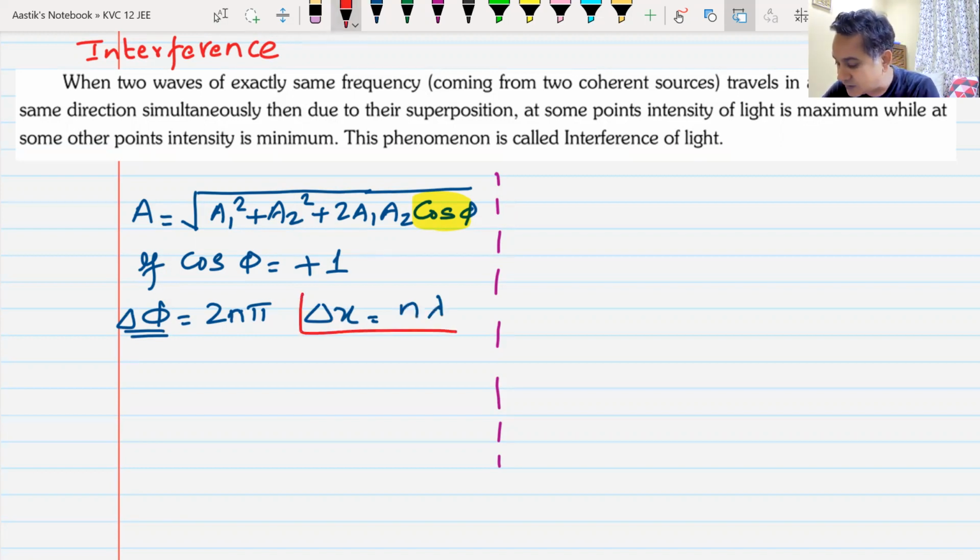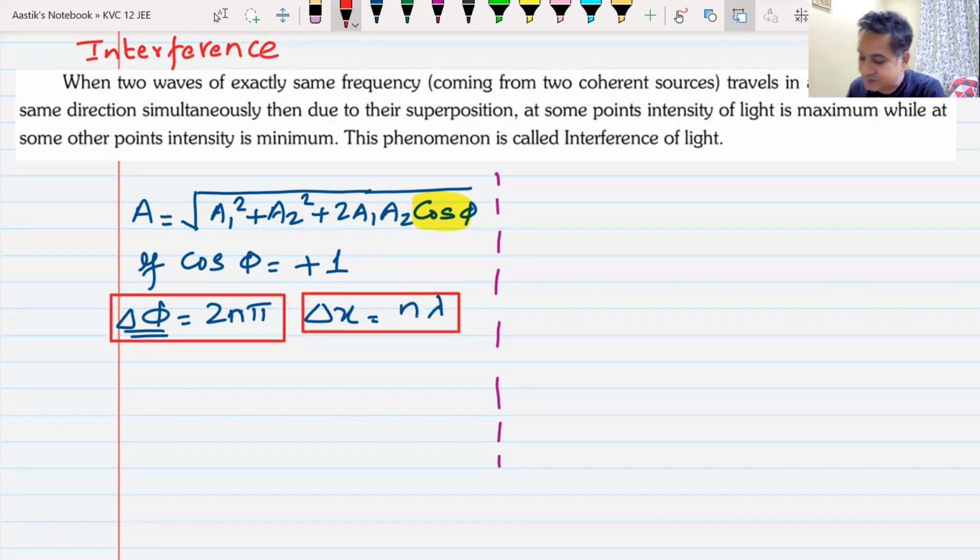The difference between phase difference and path difference is the most important part of this chapter to understand. So if the phase difference between the two waves is 2n pi, or the path difference is n lambda, what will happen? You will have maximum amplitude. Amplitude becomes maximum, and the value of maximum amplitude becomes a1 square plus a2 square plus 2 times a1 a2, that is (a1 plus a2) whole square.